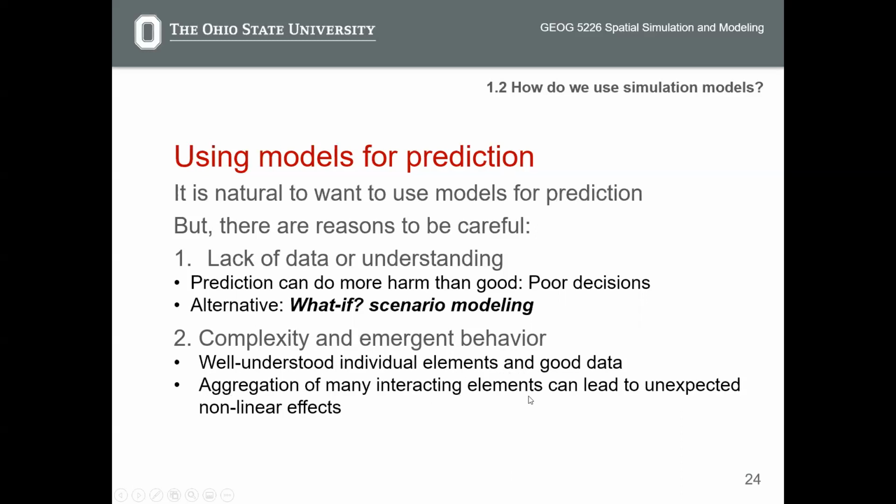Aggregation of many interacting elements can lead to unexpected nonlinear effects. These effects are called emergent behavior. It means that you are very clear about each individual's behavior.